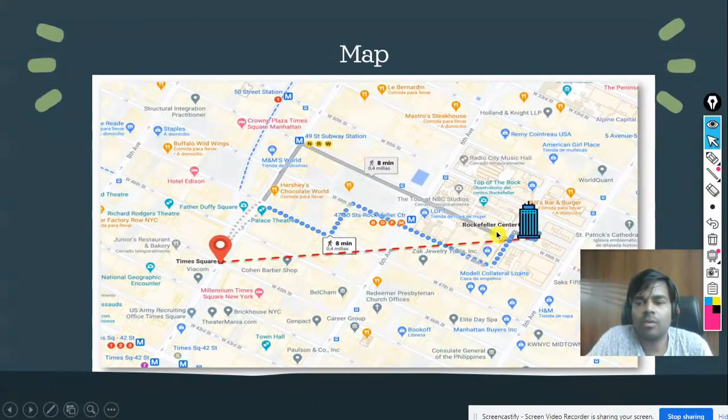Another case: if you want to go from Rockefeller Center to Times Square, this map is from the US. You will see the dotted lines here. You will go by this line, this line, this line. These dotted lines are Manhattan distance, and these red dotted lines are Euclidean distance. You can't go that way, because these are all blocks. You can't jump from this location to this location by air. So you follow this pattern.